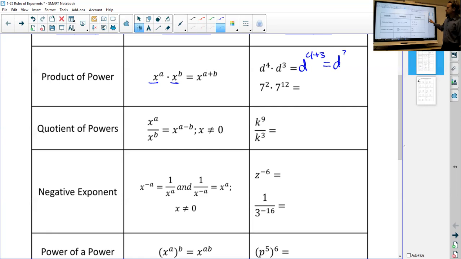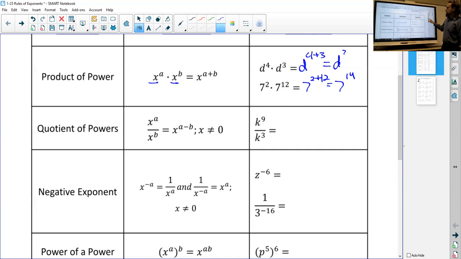Okay, that works if it's not a variable. You can do the same thing. So this would be 7 to the 2 plus 12, or 7 to the 14. Don't actually work that out, just leave it as an exponent, that's fine.